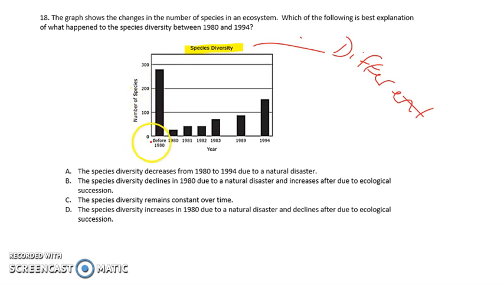So here on our y-axis, from 0 to 300, it's telling us as it goes up, we are increasing the number of what? The number of species, okay? And then the x-axis, sorry, is telling us that over the time period, which is starting from 1980, it's going all the way through 1994. Okay, so now that we've taken a bit to look at our graph, let's start looking at our answer choices, because the question is asking us to give the best explanation as to what happened between 1980 and 1994.